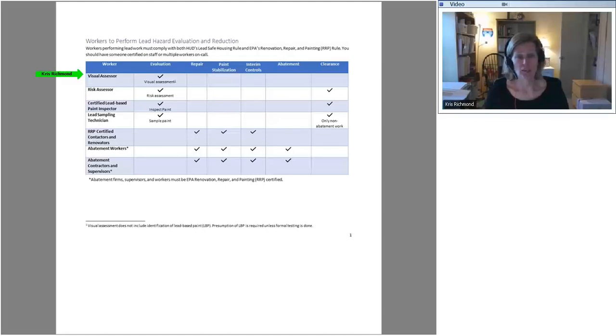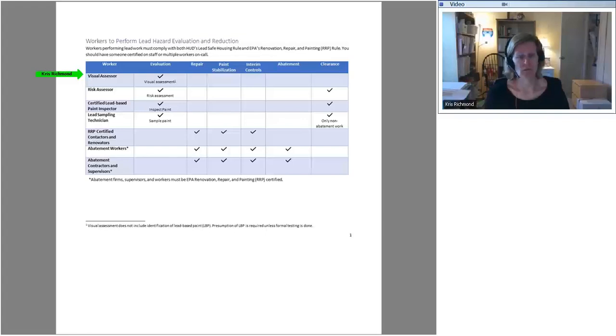And then we would also want to have available to us risk assessors who are going to be conducting those certified risk assessments. You might also want a lead-based paint inspector who would inspect and test all the painted surfaces. If any work needs to be done, you might need a dust sampling technician who could do clearance. Our risk assessors and our lead-based paint inspectors can also do clearance as well. And then if any work needs to be happening, we would want to be doing abatement. So we'd have abatement contractors, firms, supervisors, and workers.